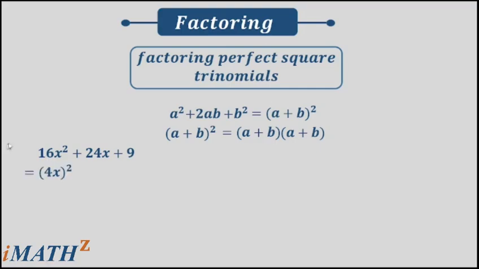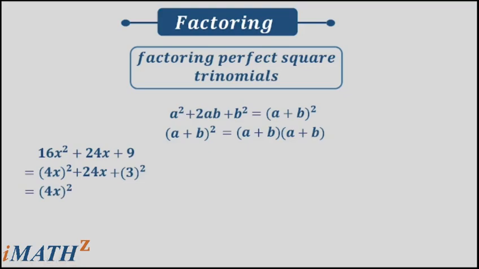So we could write 16x squared as 4x all squared. Let's quickly ignore the middle term, and we can write the last term as 3 squared. So comparing this expression that we have here to what we have in this formula, we could say that a squared is 4x squared and b squared is 3 squared. So a would be 4x and b would be 3.